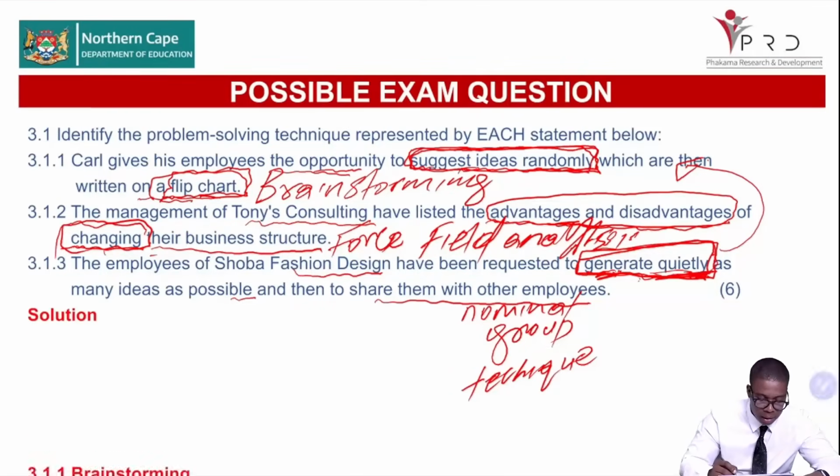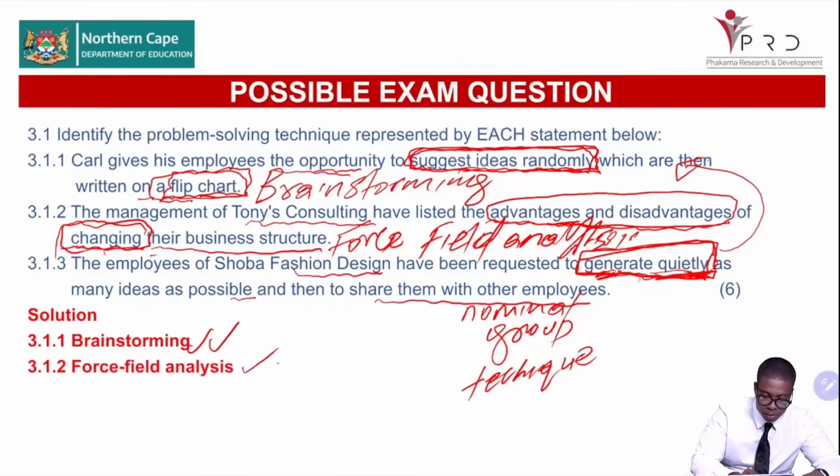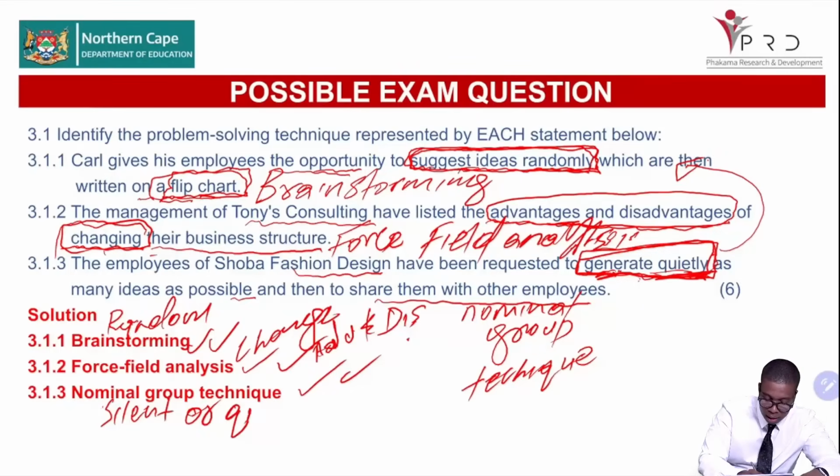Now, let's see. What is the solution? Brainstorming? Yes. Together with force field analysis and nominal group technique. Keyword here, random. Keyword here, change, or advantages and disadvantages. Keyword here is silent or quiet. Then it can sometimes be silent brainstorming or quietly generate ideas.